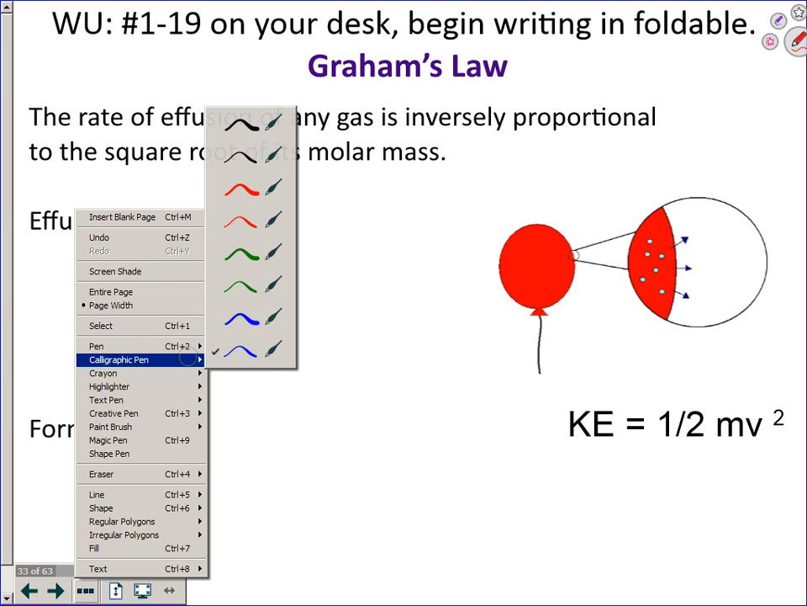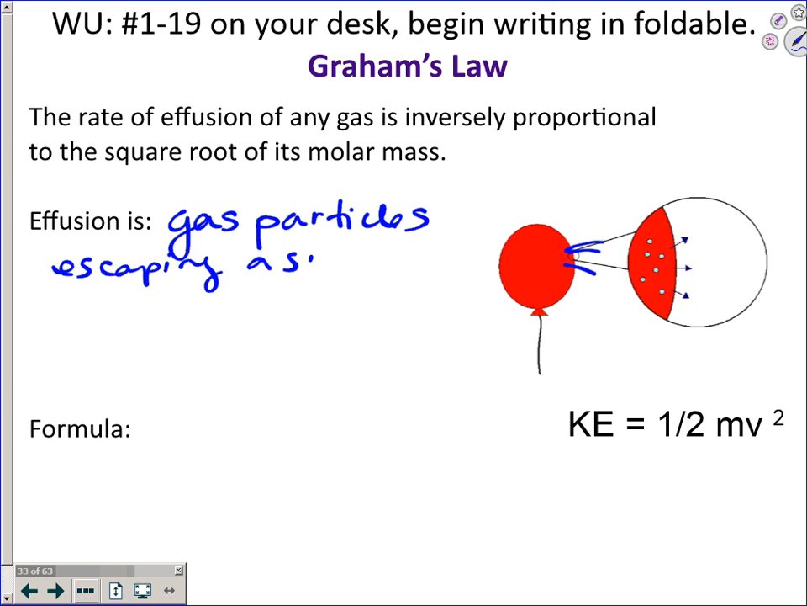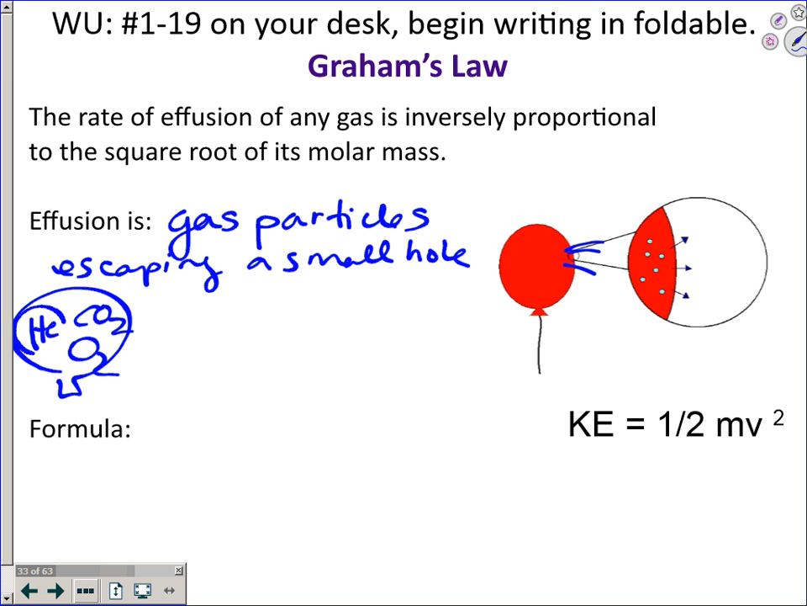Appreciate you. Okay. So we've all seen a balloon pop, right? We know that the gas comes out. What's the word for the gas coming out of a small hole? Effusion, right? So effusion is gas particles escaping a small hole. Okay, so in a balloon, you can draw a picture on your foldable if you want to, but in a balloon, if you have a mixture of gases, let's say you have helium and carbon dioxide and oxygen, you've got a lot of gases that are separately trying to escape that small hole all at once, right? Which one will escape first?